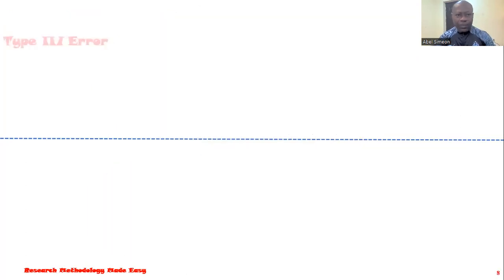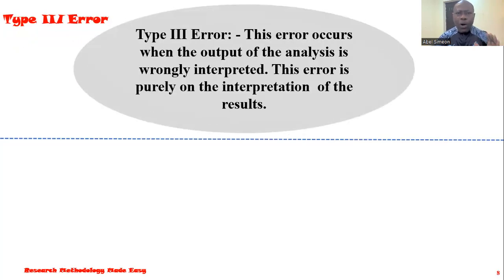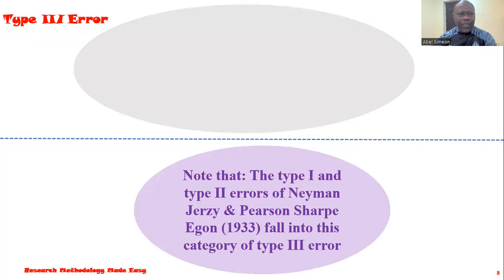Now, type 3 error. This type 3 error occurs when the output of the analysis is wrongly interpreted. If you give a wrong interpretation to your analysis, to the output, the result of your analysis, then you have made a type 3 error. Even this very type 1, type 2 errors of Neyman and Pearson, they mentioned, falls within the type 3 error of this objective error.